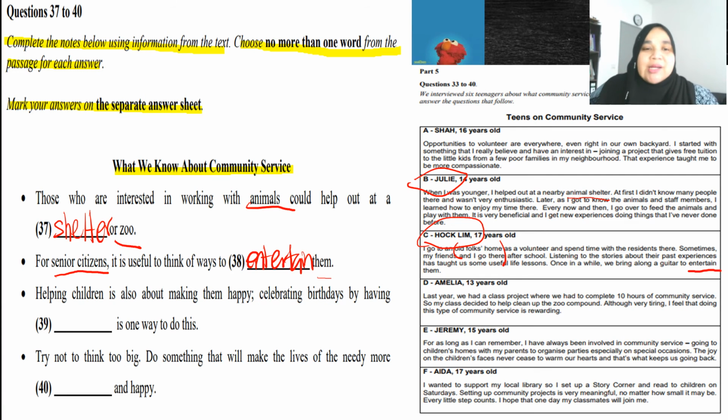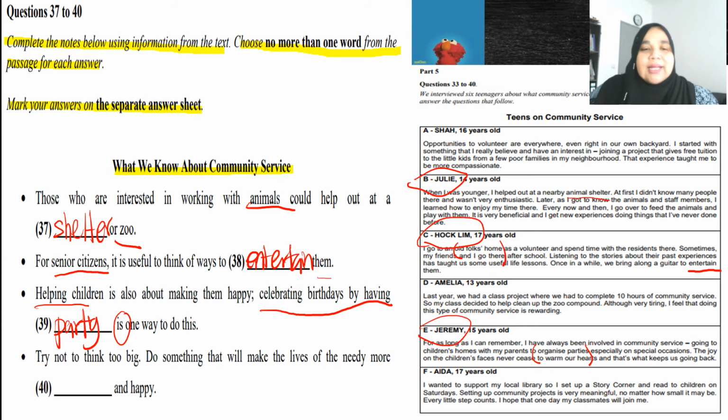Okay, question 39. Helping children is also about making them happy. Celebrating a birthday by having blank is one way to do this. So, who went to the children's home? Jeremy. What did Jeremy do? He organizes parties. So here it is by having a party. Why party, not parties? Because of the article a, it is singular, right?